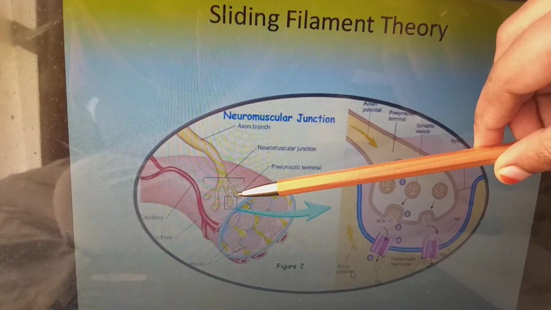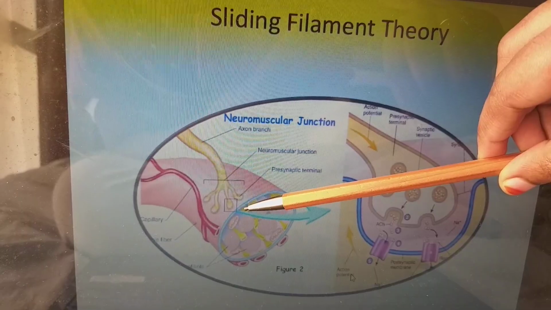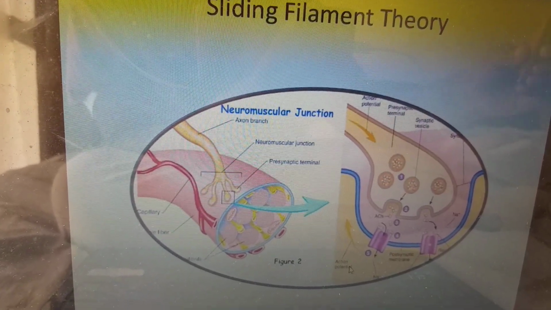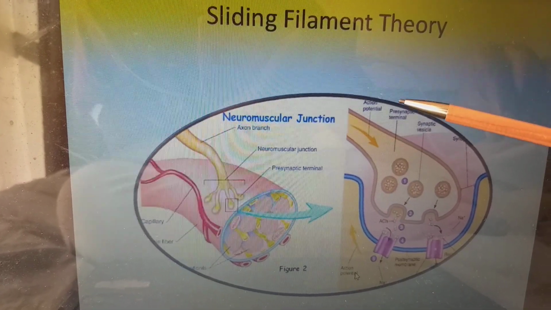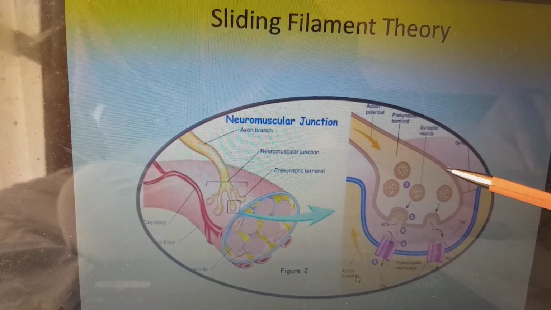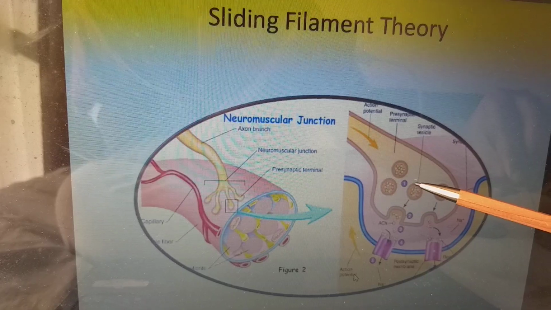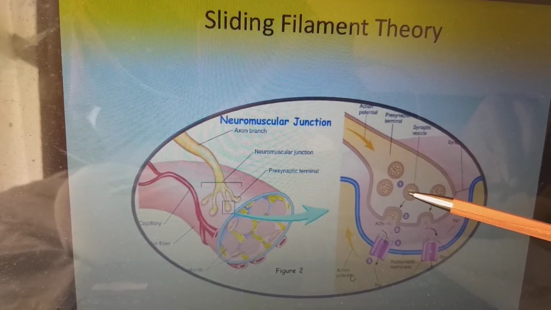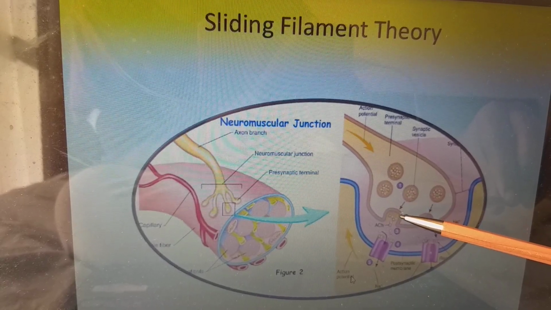This is the presynaptic terminal, and this is the postsynaptic terminal. The space in between we call the synaptic cleft. You can be very clear here in this picture. The action potential will reach the nerve terminal, and here we have the acetylcholine packed in the form of synaptic vesicles. These synaptic vesicles will move towards the presynaptic membrane.